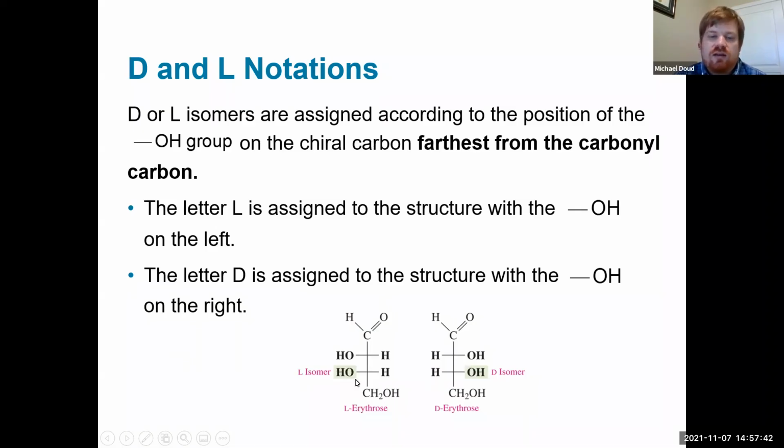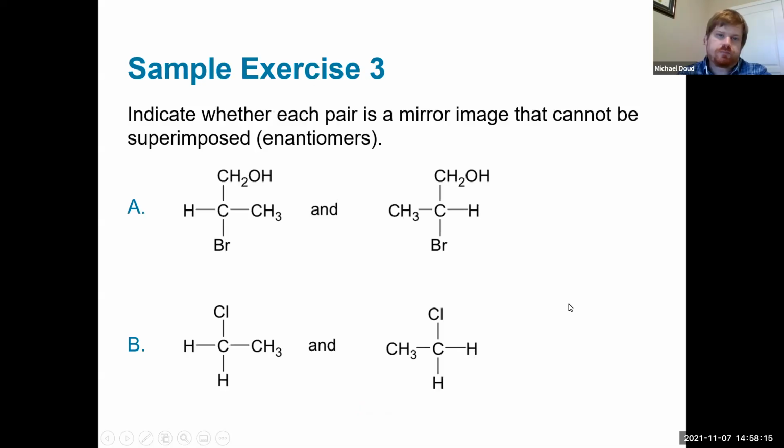Now, if you have that hydroxyl group on the right, on the other hand, we call that D-erythrose. So this actually works out pretty well because L, of course, you can think of as left. So hydroxyl on the left is L for the farthest chiral carbon. If it's on the right, then it's D. And the way you can think about this is to use dextro. Again, that's the Latin word for right. So if you think D means dextro, dextro is right, you know that the hydroxyl group should be on the right for the D isomer.